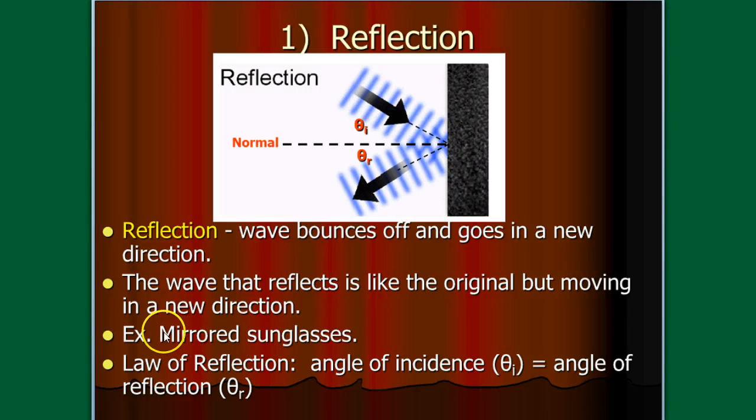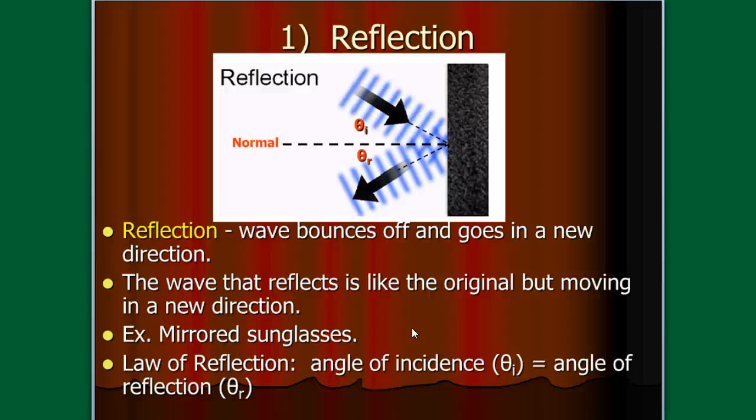So the example that we have here is mirrored sunglasses. Those are glasses that have that kind of metal coating on the outside, and you can see yourself in them when you look at someone else and you kind of feel weird about it. But any mirror, any time you see reflection in water, all of that is simply reflection of light. Sound bounces off of a wall, that's reflection of sound.